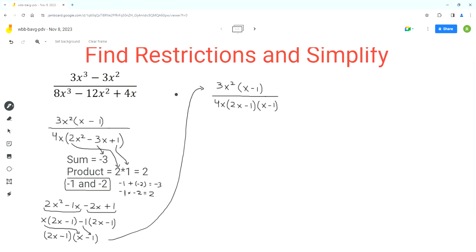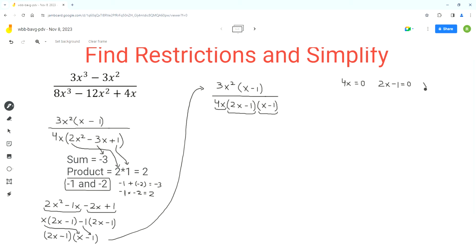Now we can find the restrictions before we simplify. So that's an important concept you have to keep in mind, that we always find the restrictions before we cancel out or reduce any of the terms. Now the restrictions are x values that make the denominator equal to 0. So the denominator now is made up of three factors. So the first factor, that's the second factor, and that's the third factor. So we set each factor equal to 0 one by one and solve for x. And those will be the restrictions for this rational expression.